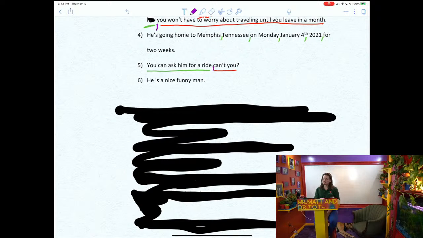And number 6, he is a nice, funny man. So here, we could very easily say he is a funny, nice man. So because we can switch these adjectives around, and because these adjectives are equally applying to the noun man, we do use a comma. So we need a comma between nice and funny.